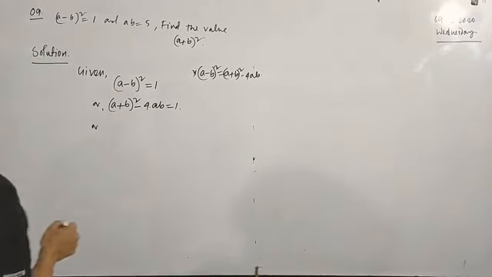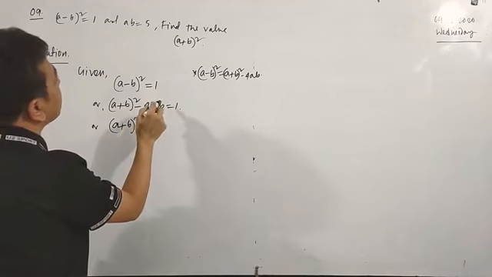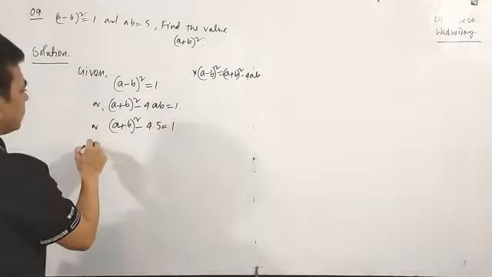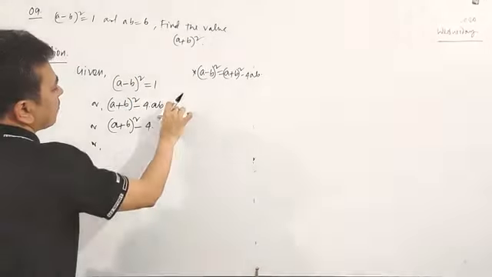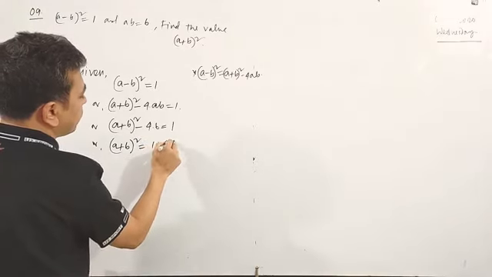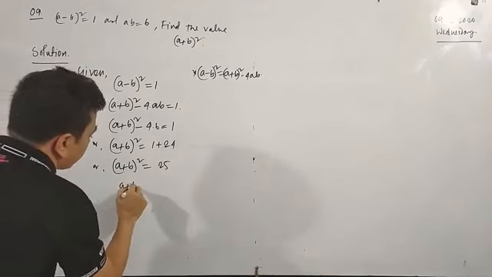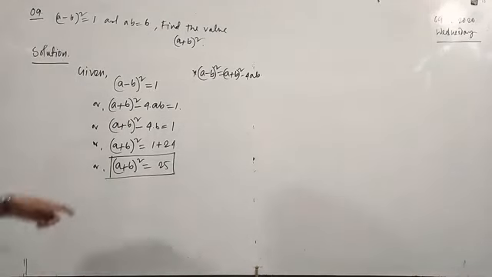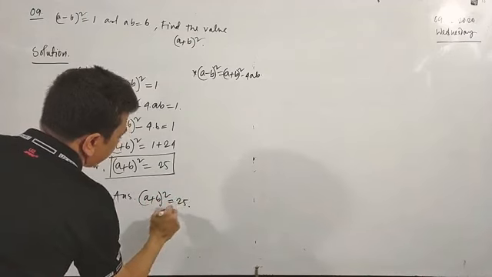We have to find the value of a plus b whole square. ab is 5 here, right? Sorry, ab is 6, it should be 6 here. All of you just write 6. So ab is 6, so a plus b whole square equals 1 plus 24, so a plus b whole square equals 25. We need to find the value of a plus b whole square, so this is our required answer. In the question the value of a plus b is not given, so that is the answer: a plus b whole square equals 25.